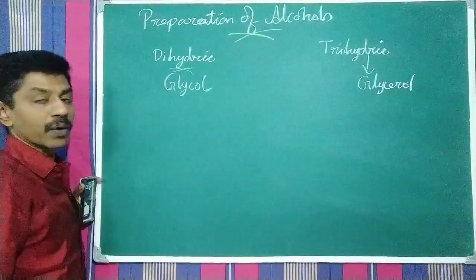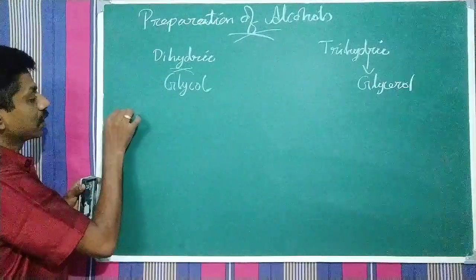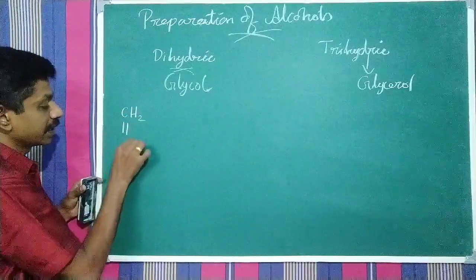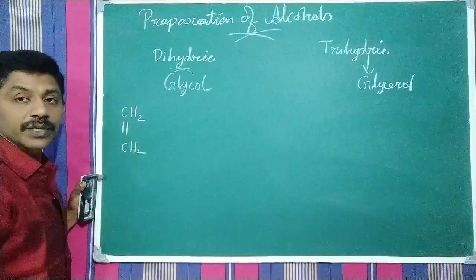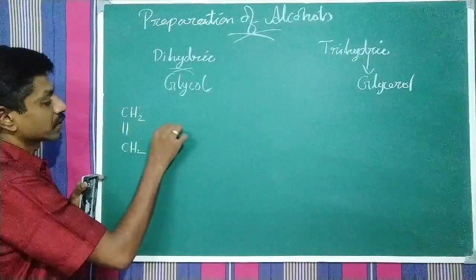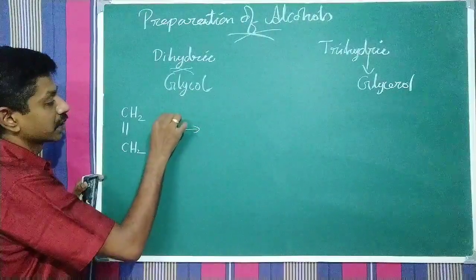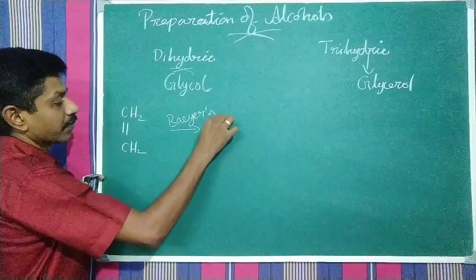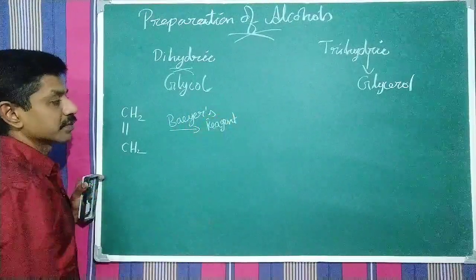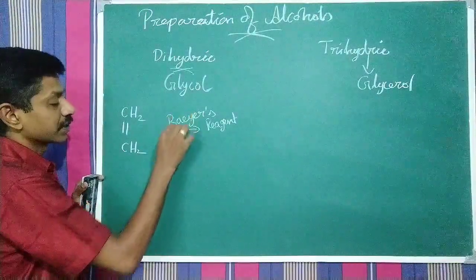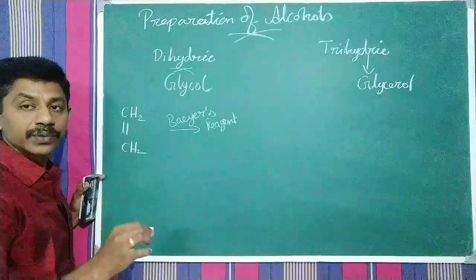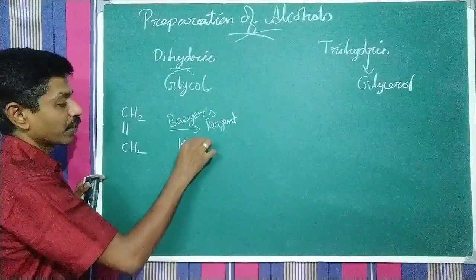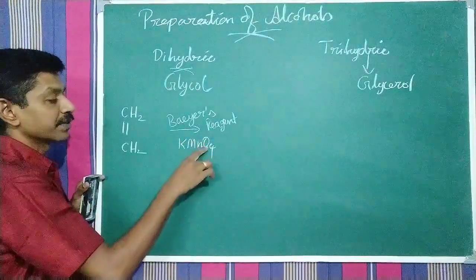How to prepare glycol? Glycol is otherwise known as ethylene glycol. So we are going to take a reactant, the ethylene molecule, CH2 double bond CH2. And that ethylene is going to be treated with Baeyer's reagent. I think the name is not a new one to you. Baeyer's reagent is cold, dilute, alkaline potassium permanganate. That means KMnO4, potassium permanganate.